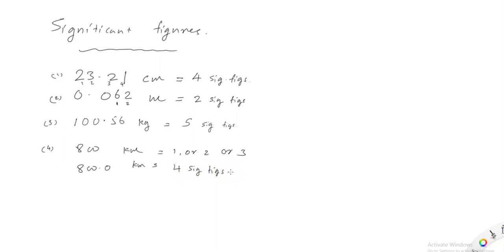So there is a way to avoid these uncertainties, these unsure situations. We'll come to that in a minute. Using scientific notation we can work around these things, but before that I want to talk about another important thing that comes with significant figures.